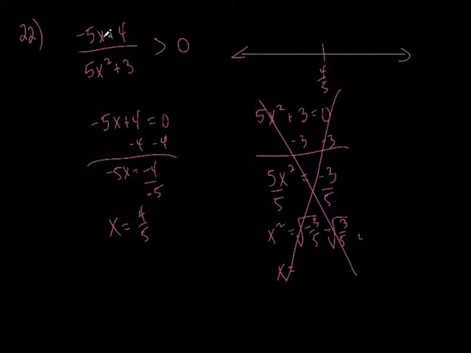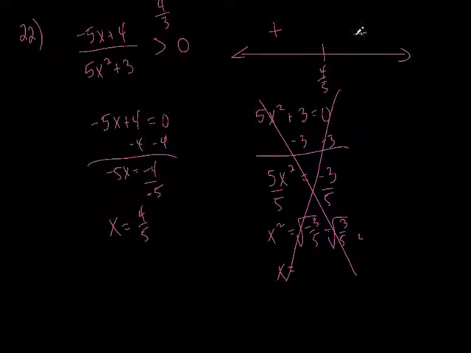-5 times 0 is 0. Plus 4 is +4. Stick a 0 in for this. 0 times 5 is 0. Plus 3 is a +3. I don't really care about the 4/3. I just care about whether it's positive or negative. Okay, and it's positive, isn't it? So that means any number to the left is going to give you positive numbers. Any number to the right is going to give you what? A negative number.